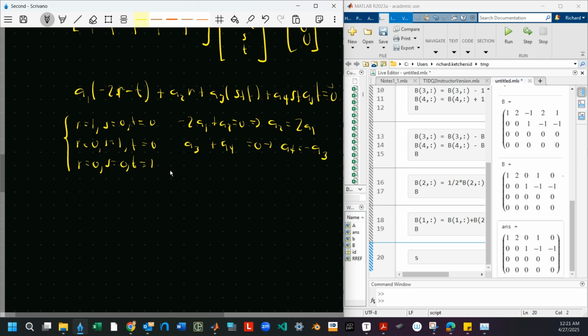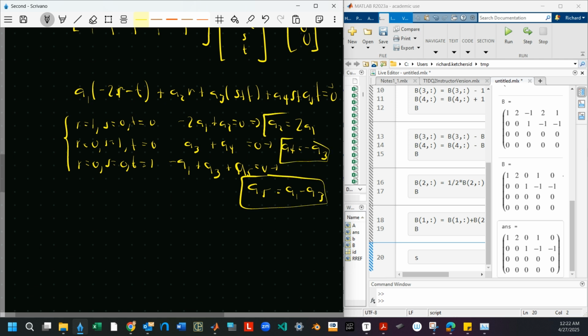And then finally this last one, so I have minus a1 plus a3 plus a5, oops, equals 0, and so I get a5 equals a1 minus a3, right? So like that. Okay, so I'm getting those guys there.